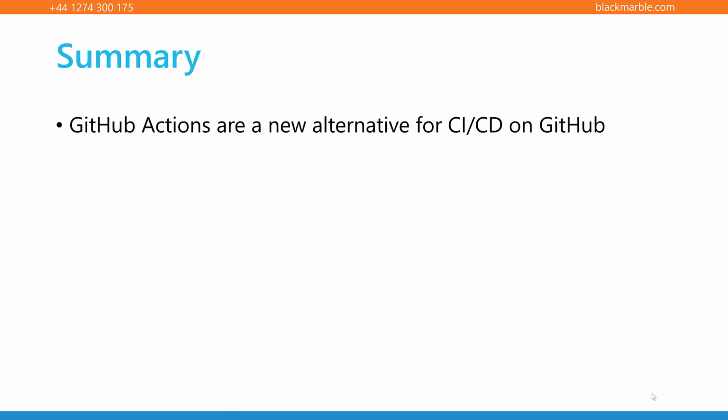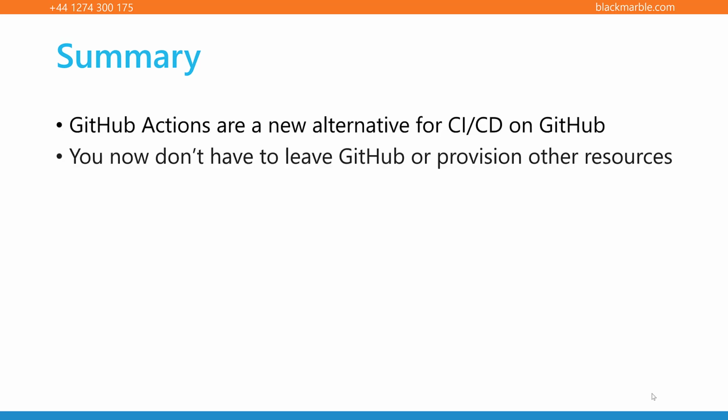So, what do we know from doing this? Well, GitHub Actions, they're a new alternative for CI/CD for GitHub. And the key point is, you now don't have to leave GitHub to do your build process, and you don't have to provision any new special resources. It's all there available for you. Whether you're going to make use of stuff that's just written in Node, or you need to provision out Docker environments, it's all available to you. Whether that be Mac, Linux or Windows, and pretty much any language you choose to build.